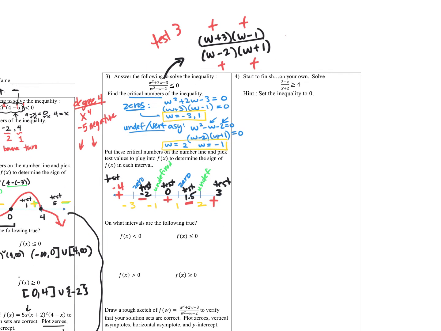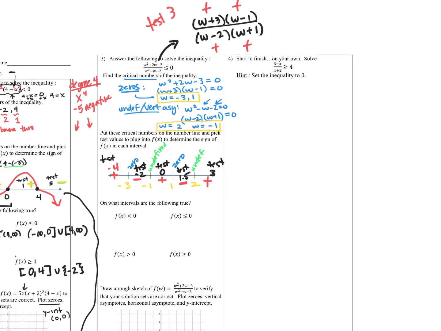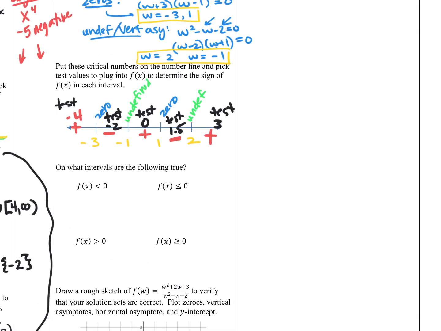So without looking at the graph, we're just interpreting what the values would be in those different intervals. To answer the question, less than 0, so where are we negative? Well, that's between -3 and -1, and also between 1 and 2. We don't want to equal 0, so I'm not going to include any of those values. Then we want less than or equal to 0. So it's going to be the same intervals, but think about what numbers we're including. At -3, we're 0, so we do want that. At -1, we're undefined, so we don't want to include that. At 1, we're 0, so we do want to include that. And at 2, we're undefined, so we don't want to include that.